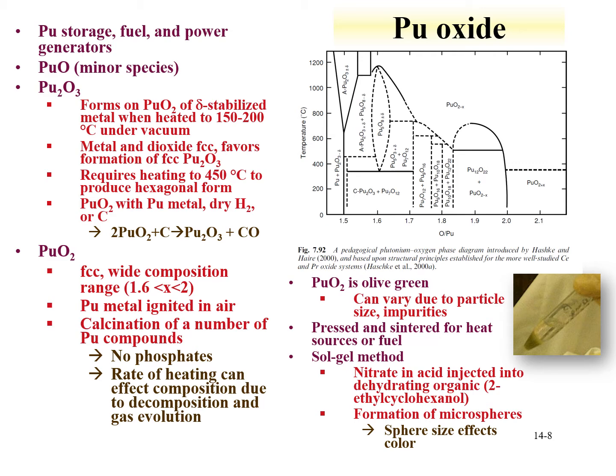And the material, plutonium dioxide, has been produced through a sol-gel method, where the nitrate in acid is injected into an organic, and microspheres are produced. One of the outcomes of this, by tuning the sphere size, is that the color of the material can be influenced. And here's our phase diagram for the plutonium. We see that it has a number of different phases, somewhat similar to the uranium, but some of these haven't been as studied or as identified as the uranium system.